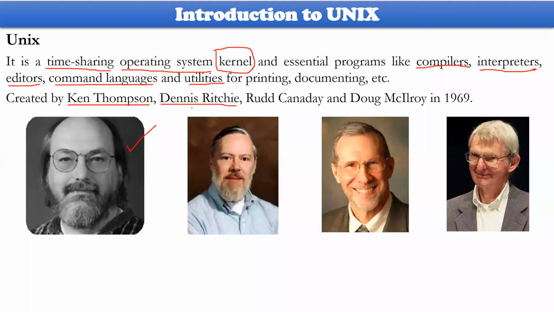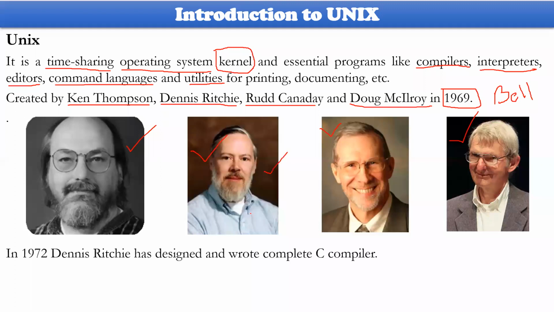However, Dennis Ritchie, Ruth Candy, and Doug McClory. Two of these persons have passed away, and two are still alive. And in 1969, it took place in Bell Laboratories, so it was taken into reality. And in 1972, none other than Dennis Ritchie designed and wrote the C compiler.